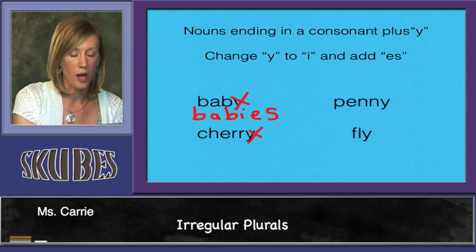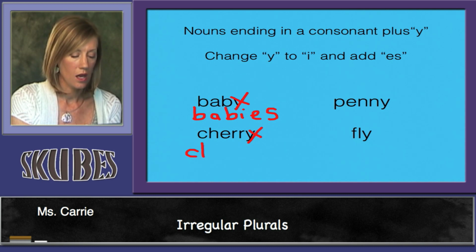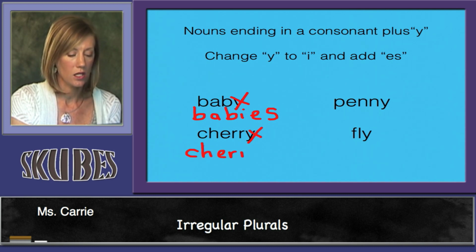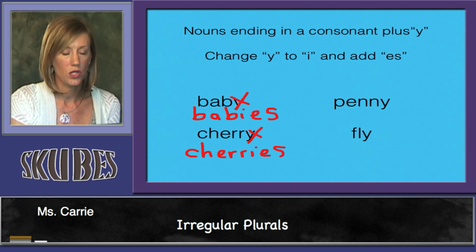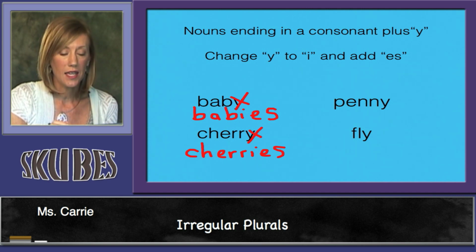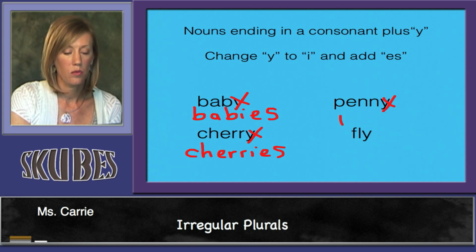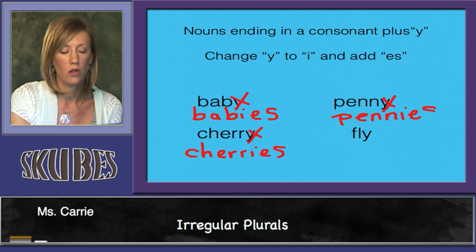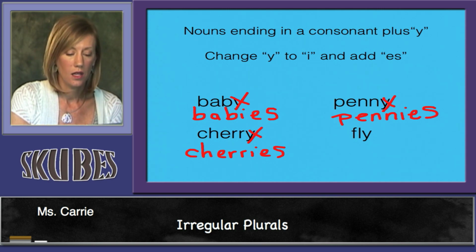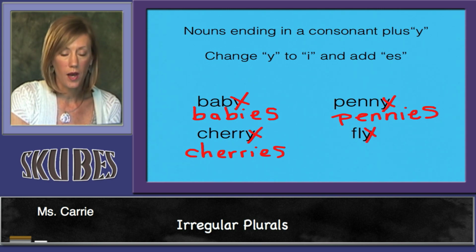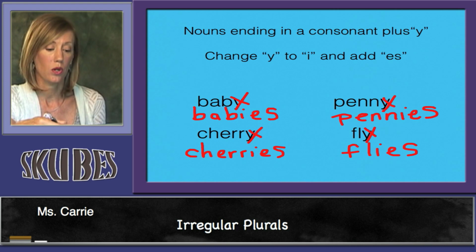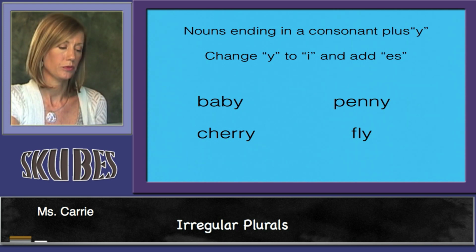Cherry, we're going to drop the Y, and we're going to add IES. So cherry becomes cherries. Penny, we're going to drop the Y, and penny becomes pennies. I have many pennies, that's plural. Fly, we're going to drop the Y, and we're going to add ES. So fly becomes flies when it's plural, and that's how it's spelled.